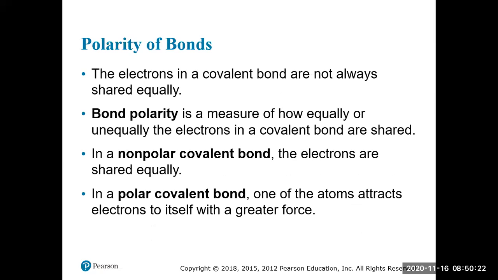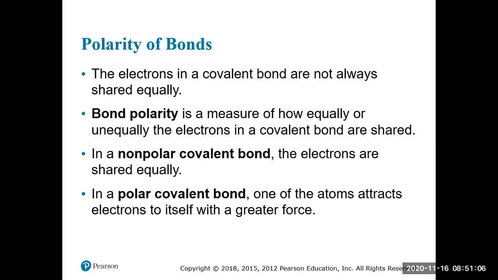I mentioned earlier that in covalent bonds, even though we draw the electrons as being shared, the sharing is not always equal between the two atoms. When we try to describe sharing of electrons that is not equal, one of the terms we use is polarity. And we talk about polarity of the bonds. You'll learn a little bit later that we also talk about polarity of compounds. But bond polarity is a measure of how equally or unequally the electrons in that covalent bond are shared.